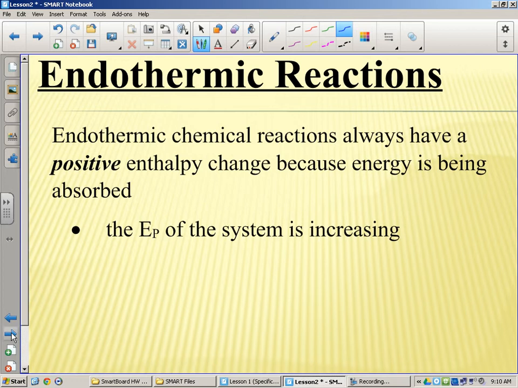If we're going to heat up water from 20 degrees Celsius to 80 degrees Celsius, how are we going to do that? Well, we need to put energy into it. That would be an endothermic reaction. We are putting energy into that system to heat up from 20 to 80. That's a positive enthalpy change. That is an endothermic process right there. We're putting energy into it. So in this case, of course, the potential energy is increasing because it's endothermic.